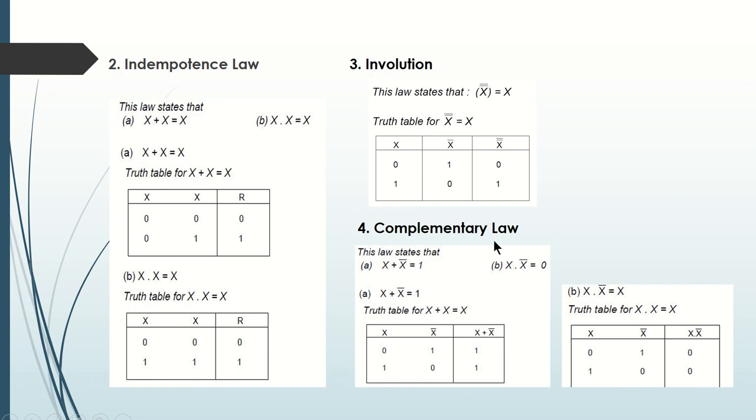So in the complementary law, x plus x complement is equal to 1. This particular expression is an example of tautology. And x dot x complement is equal to 0. This particular expression is an example of fallacy.